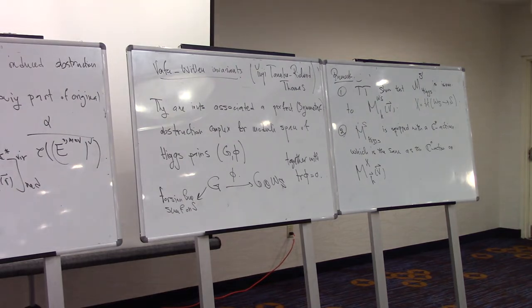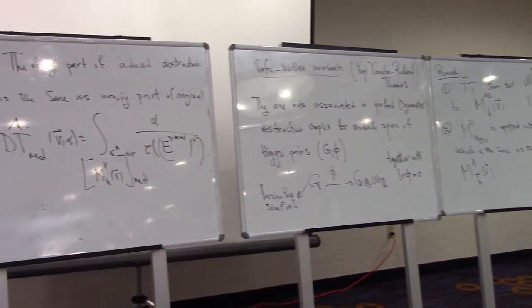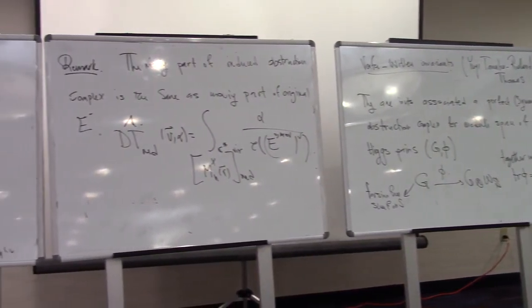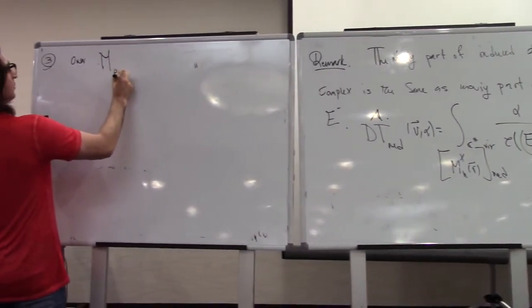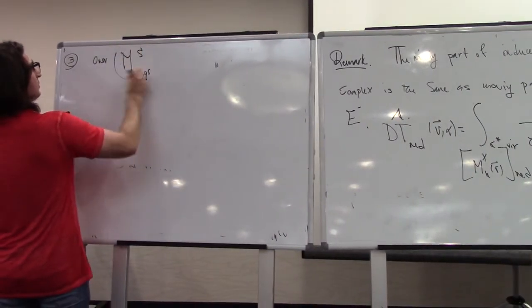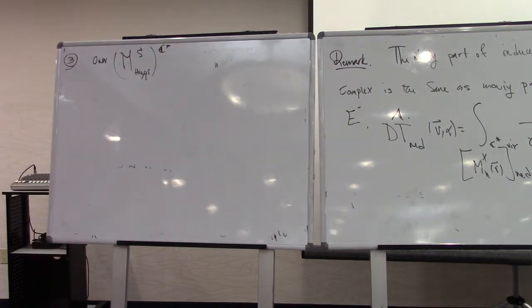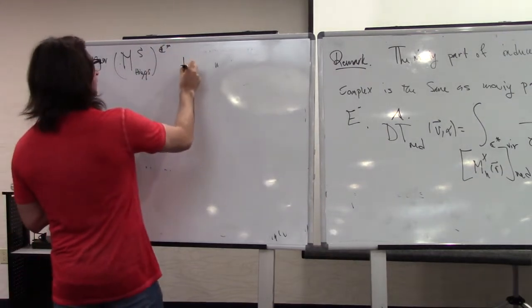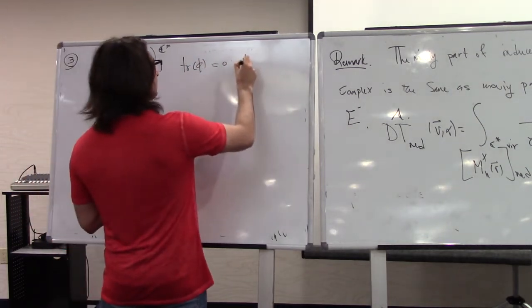Okay, so that's the second fact, and then the third fact is that over M Higgs C star, the torus fixed loci of the moduli space, the trace of phi, the trace of this Higgs map, vanishes automatically.